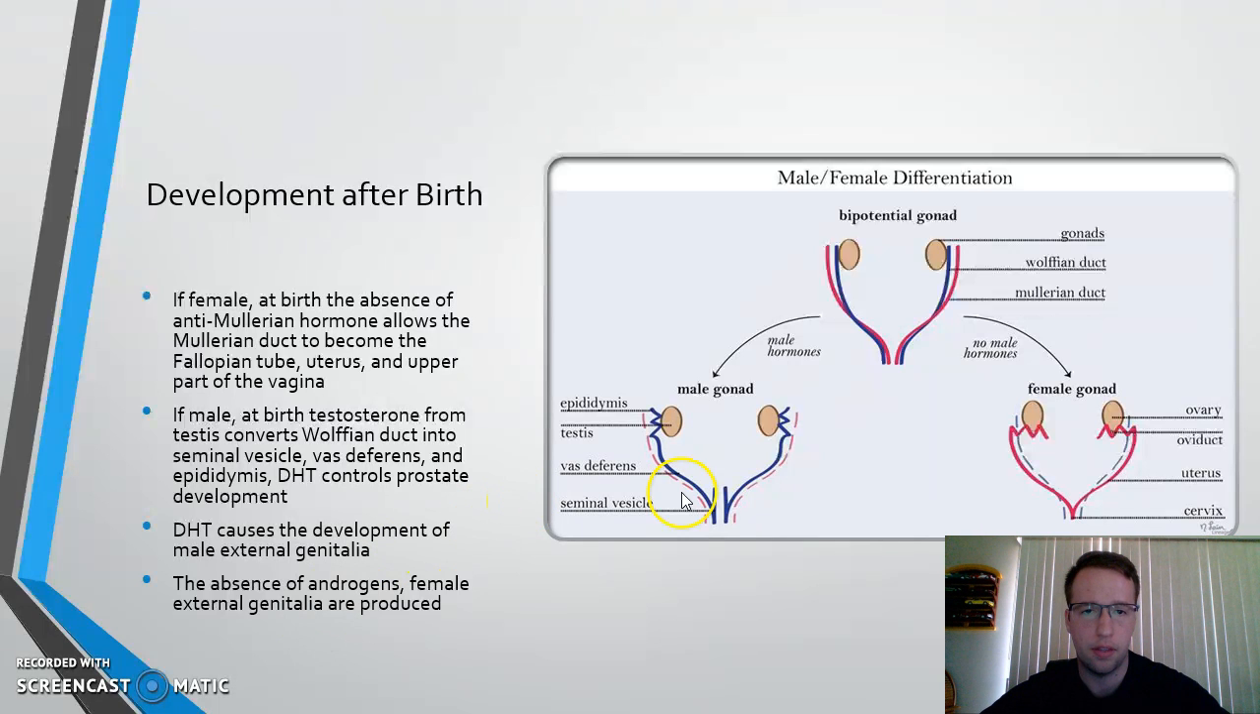Now, the picture, the little diagram off to the side here, I thought it was a nice representation of seeing visually how everything develops in the male and female. So from the bipotential gonads, if there are male hormones, so the SRY gene and the SRY proteins, you'll see the epididymis, the testes, vas deferens, and the seminal vesicle. And without the male hormones on the female side, the female gonads will turn into the ovaries, also the oviduct, uterus, and the cervix.